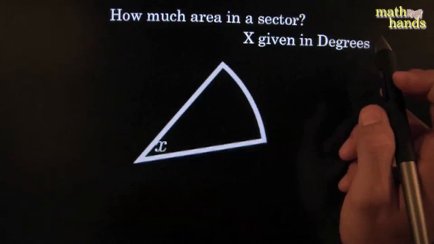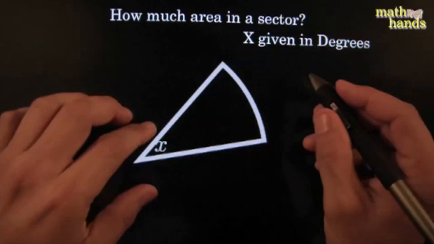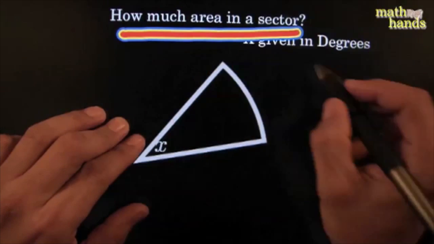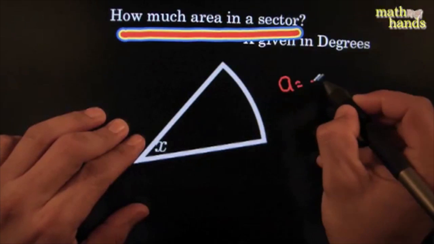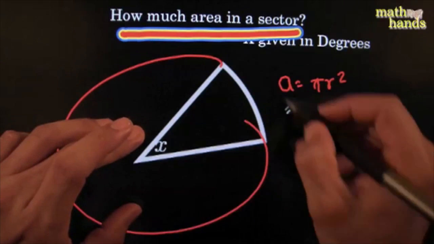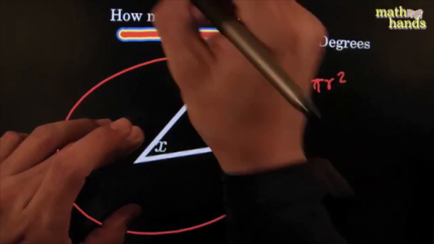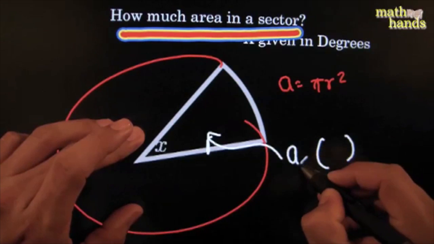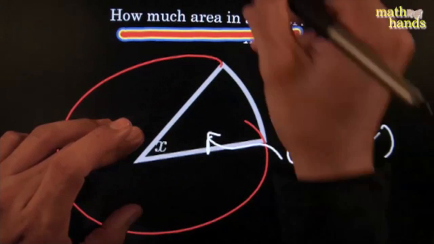Okay. And then you could play the same game with degrees. For the area, again, the area for the whole thing would be pi r squared. That would be for the whole circle. The area for the sector would be a certain portion times your pi r squared.